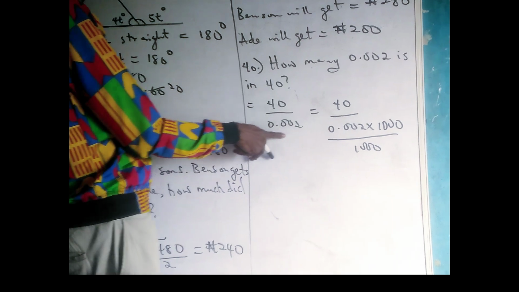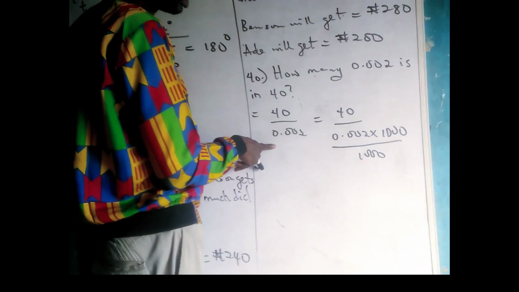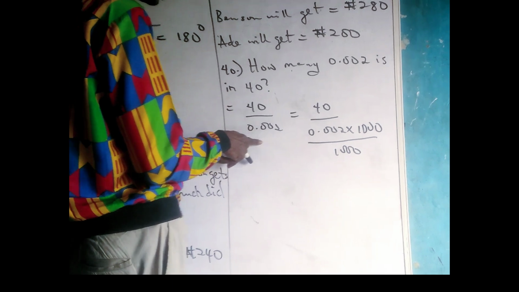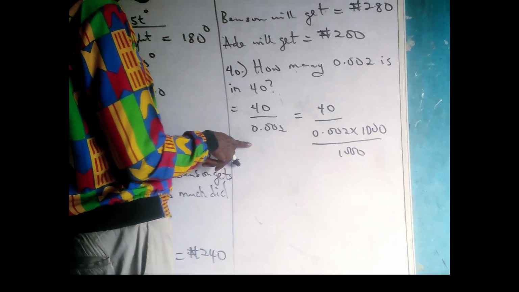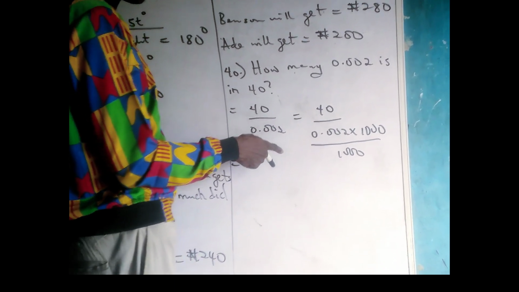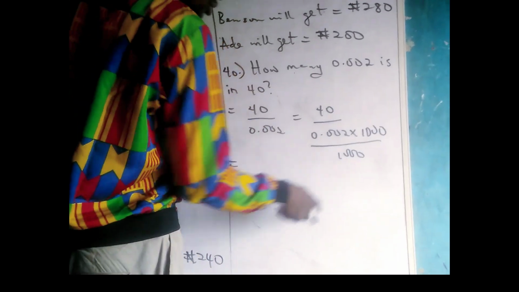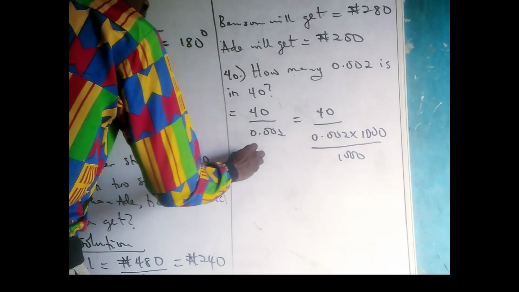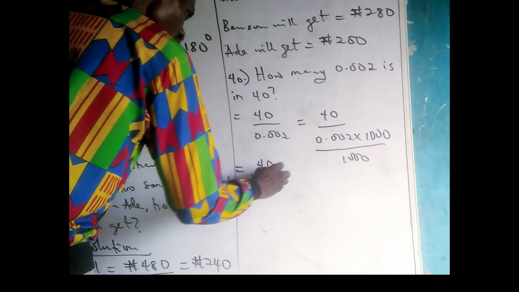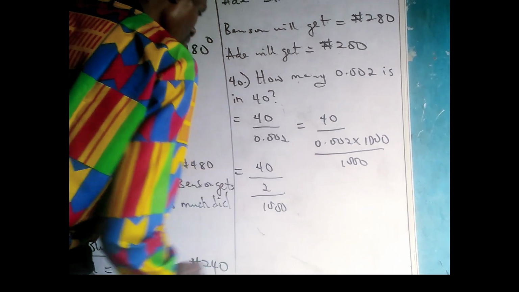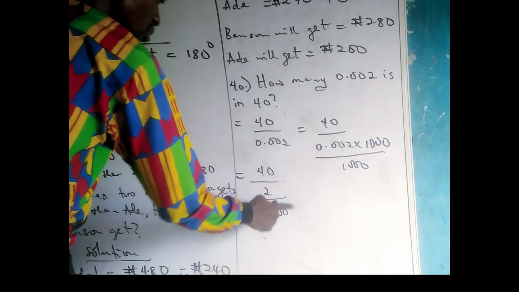Then I want to convert this one now to a whole number because it's in decimal. So I have to multiply by the number of digits. 1, 2, 3, 4, that's by 1000. Is that not true? Yes, sir. That's it. Divided by 1000. So I will now eventually have 40 over 2 over 1000. Are you following? Yes, sir.